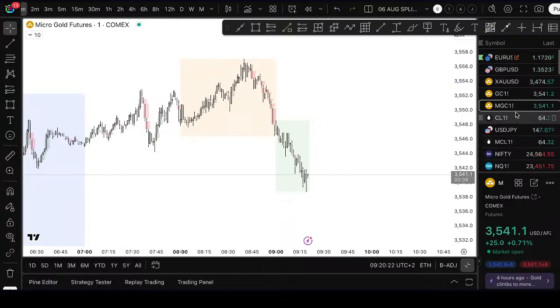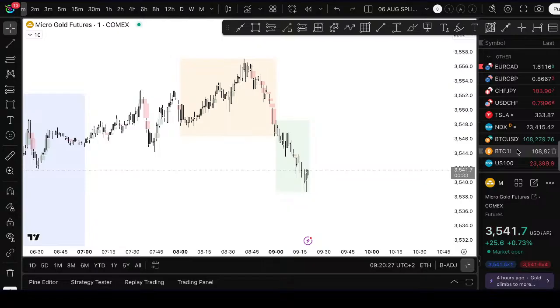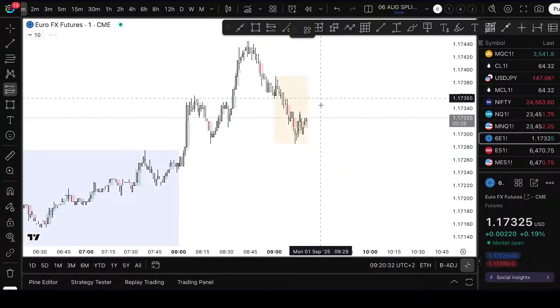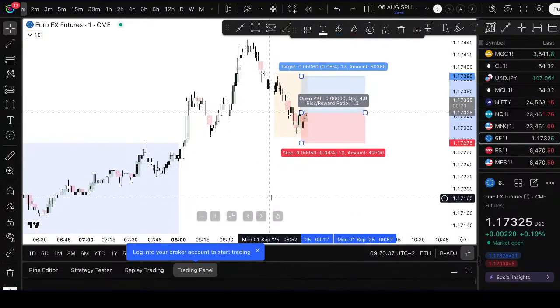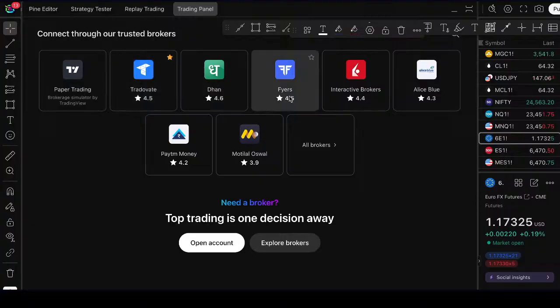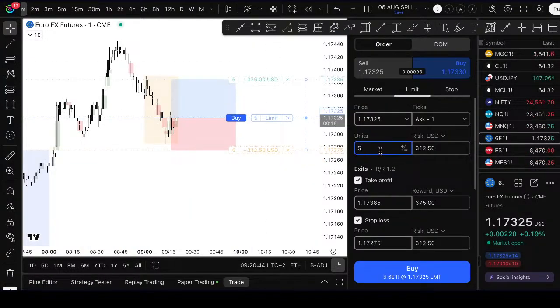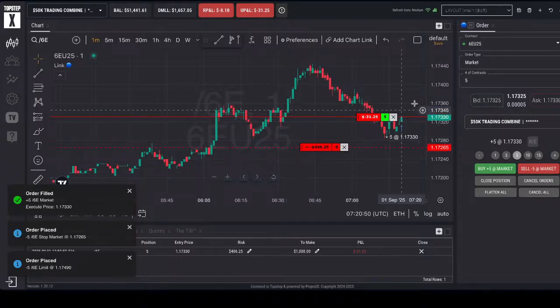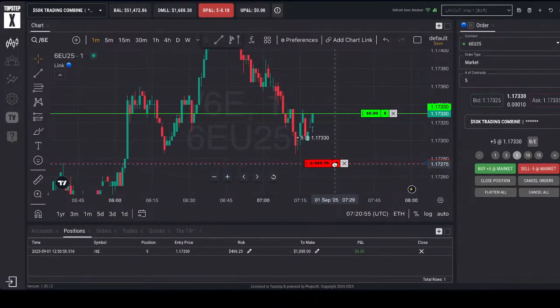6E, where is it? 6E. I hate it when I want to make a 6E. This is the price. Let's put like 10. Create limit 1, 2, 3, 4, 5. Oh yeah, we can go for 5 lot. 5 buy. Order filled. Yes. We have an entry here.